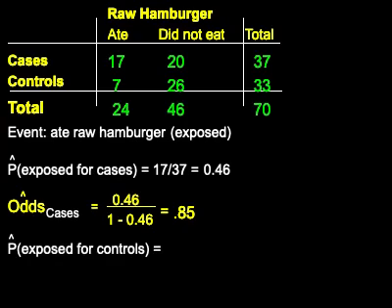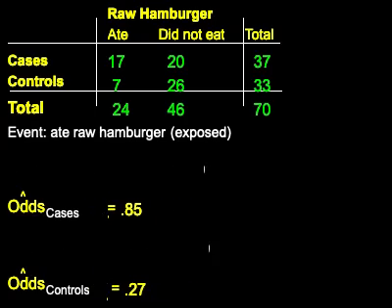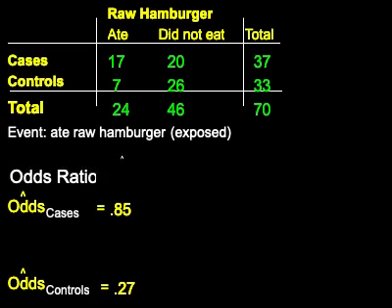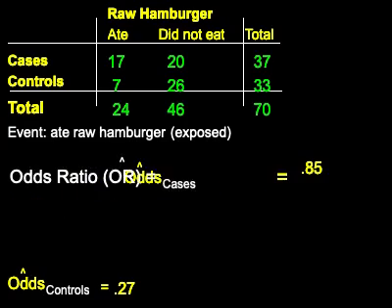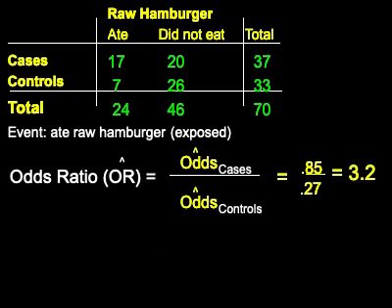Similarly, the estimated probability of exposure for controls was 0.21. So the estimated odds for controls is 0.21 divided by 1 minus 0.21. The estimated odds ratio for these data is the ratio of the odds for cases divided by the odds for controls, which equals 3.2.